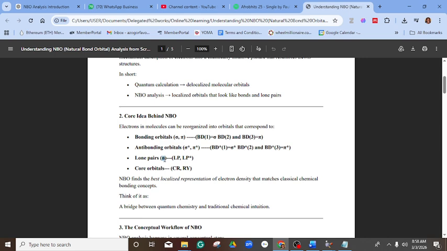Then lone pairs, which are symbolized as small letter n, are represented as LP and LP asterisks, while core orbitals, which are not part of what we're supposed to select in terms of our donor acceptor interactions, are the core orbitals and the Rydberg orbitals. These are inner orbitals, and they are presumed to have very high or negligible energy, so we ignore them.